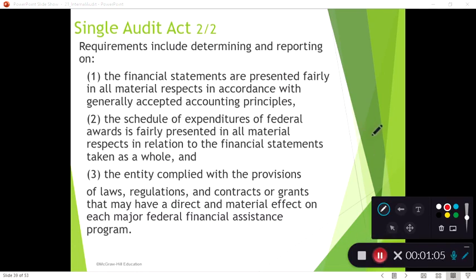Okay, and so again, we have to do a financial statement report with GAAP, and then what's new though is we now have a schedule of expenditures of these federal awards, and make sure that those are all fairly presented. And so that's an additional requirement.